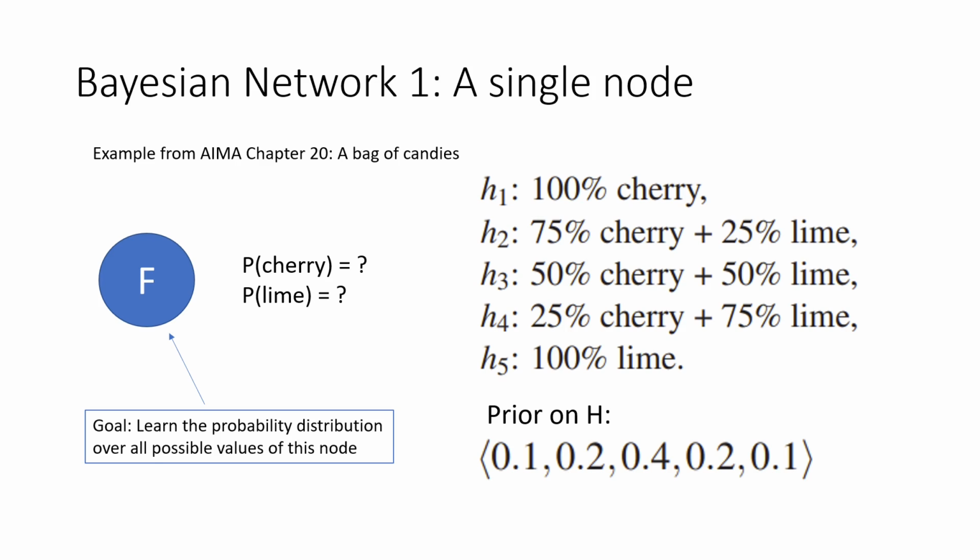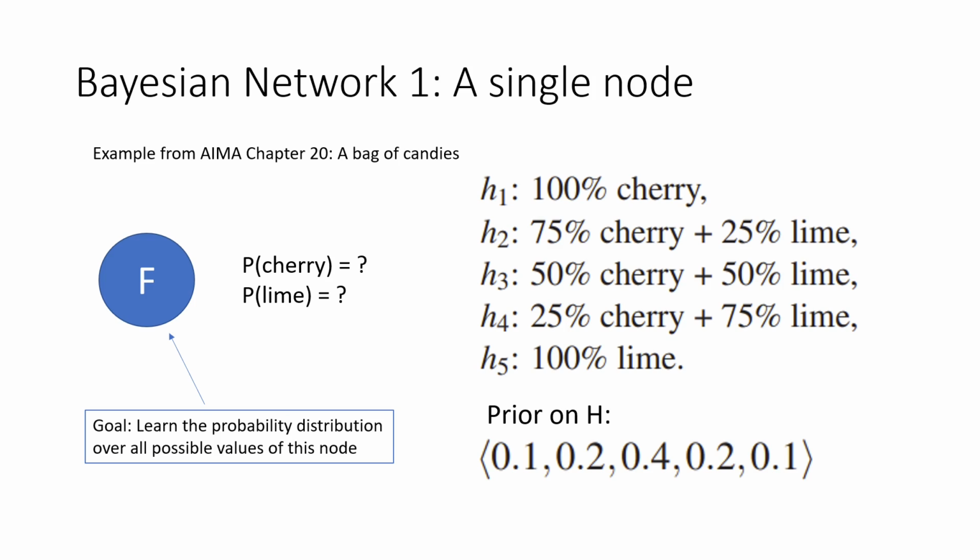And we have these hypotheses over here. What these say is how much of the bag is cherry versus how much is lime. So the first hypothesis is that 100% of the bag is cherry, which would mean a 100% probability of picking a cherry candy. The second hypothesis is 75% cherry and 25% lime, which also corresponds to the probabilities that you would have of picking those candies.